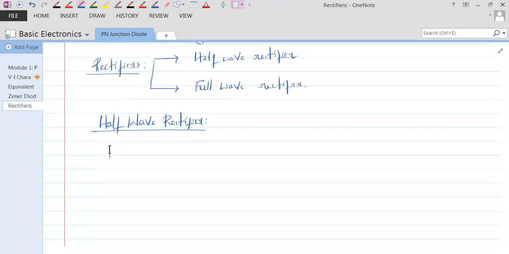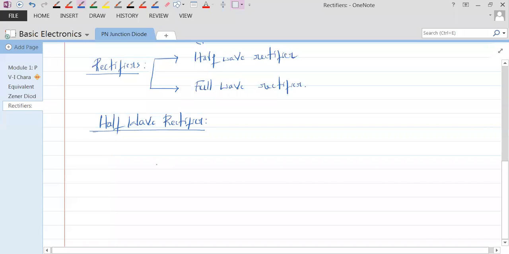Fine. Now let's see how the half wave rectifier looks like. Everybody just copy the circuit diagram now.